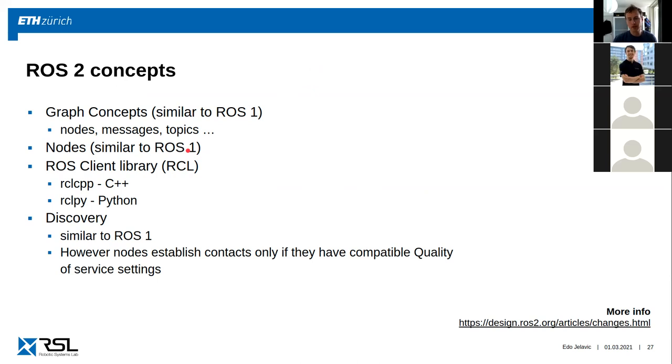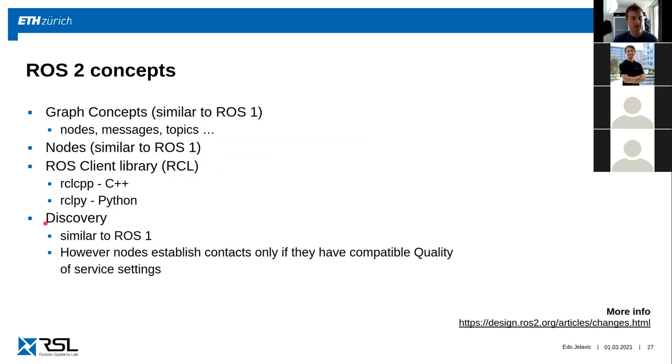It's just a unit that is individually compiled, if we're talking about C++, and that performs one function. For example, this could be a node that reads data from a sensor. We have two client libraries, or RCLs, in ROS2. There's RCL CPP, and there's RCL Py for Python. In this intro, we will mainly be working with the CPP one, although we will not be writing much code, so it doesn't really matter.